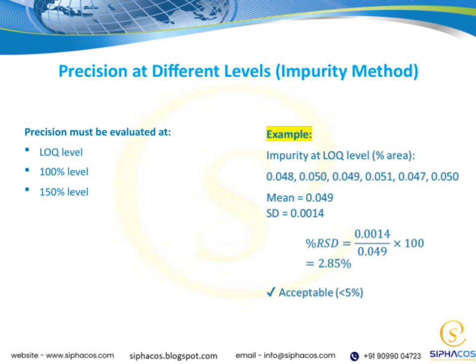Next, we look at the 100% level, which represents the target concentration we aim for in our analysis. Finally, we consider the 150% level, which is a higher concentration, helping us assess the method's robustness across a broader range. By evaluating precision at these different levels, we ensure that our impurity method is not only accurate at a specific point, but performs consistently across various conditions. This approach ultimately helps us ensure the reliability and reproducibility of our analytical results in real-world scenarios.